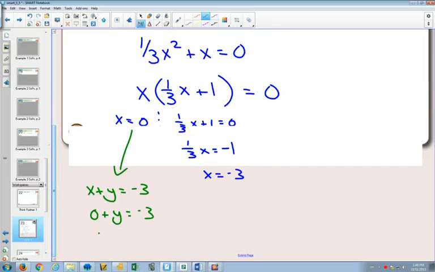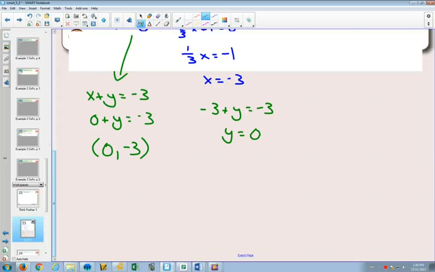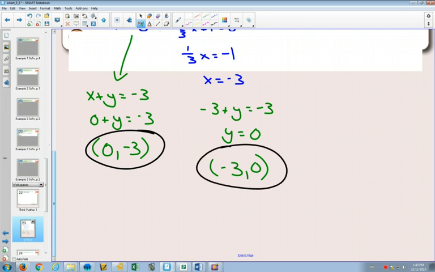So our one solution will be 0, negative 3. When x is equal to negative 3, then you'd have negative 3 plus y equals negative 3. Add 3 to both sides and get y is equal to 0. So we get our other solution is negative 3, 0. So there's 2 points where this line and parabola intersect.